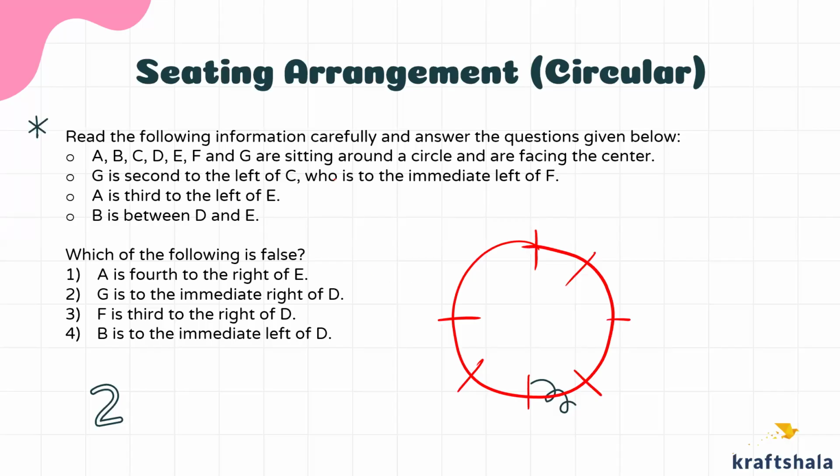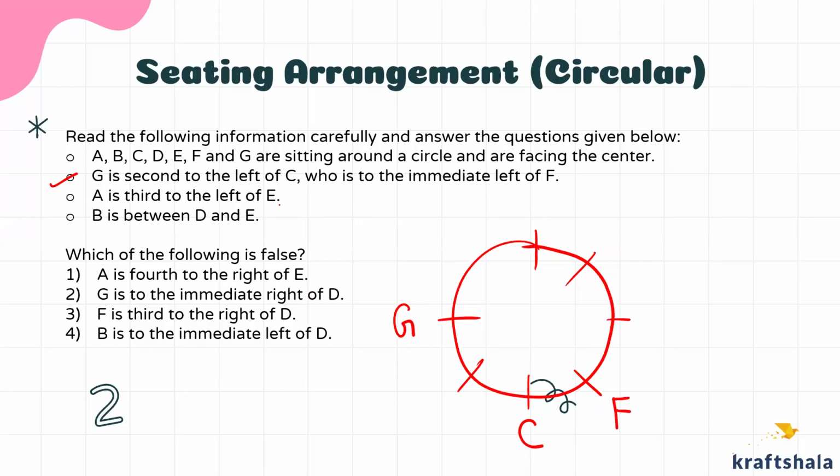So G is second to the left of C, who is to the immediate left of F. Now this is quite specific. So G is related to C. So let's start with C. So let me mark C here. You can mark him anywhere. As I told you, it's a cyclic figure, so it doesn't matter. G is second to the left of C. So second to the left, that means G must be here. Who is to the immediate left of F? Now C is to the immediate left of F. That means F must be here. So I have made complete use of this statement.